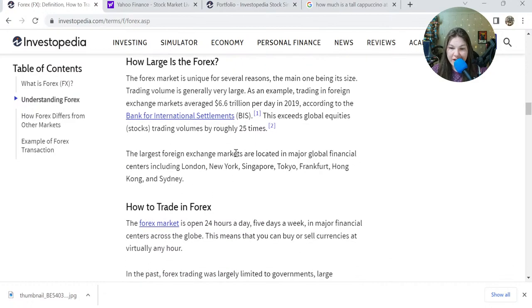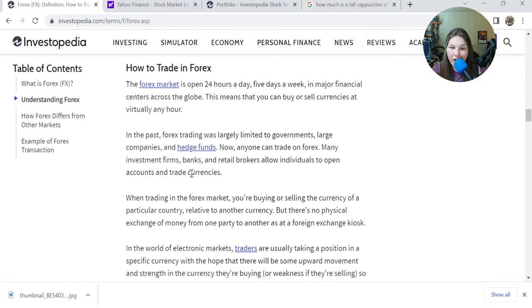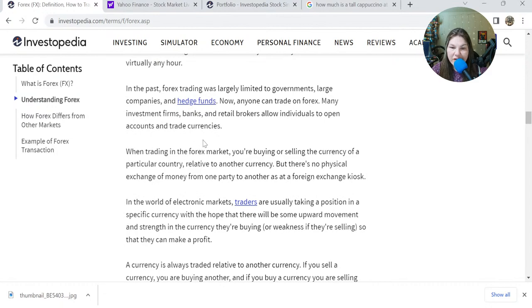The largest foreign exchange markets are located in major global financial centers, including London, New York, Singapore, Tokyo, Frankfurt, Hong Kong, and Sydney. The Forex market is open 24 hours a day, 5 days a week, in major financial centers across the globe. This means you can buy or sell currencies at virtually any hour. In the past, Forex trading was largely limited to governments, large companies, and hedge funds. Now anyone can trade on Forex. Many investment firms, banks, and retail brokers allow individuals to open accounts and trade currencies.